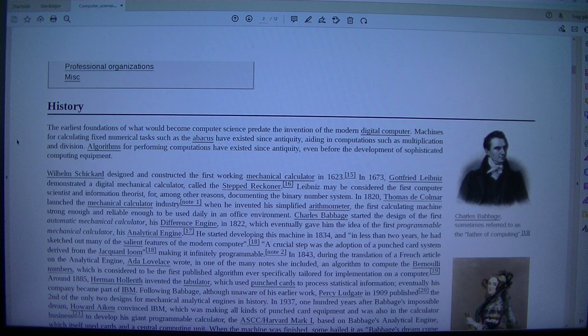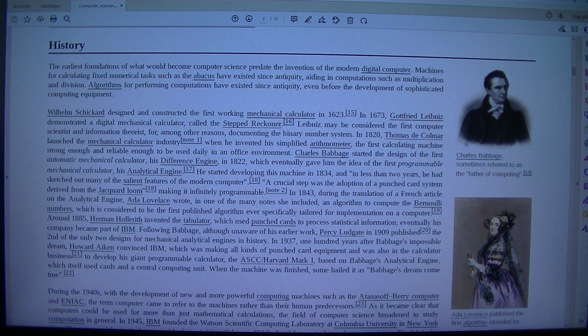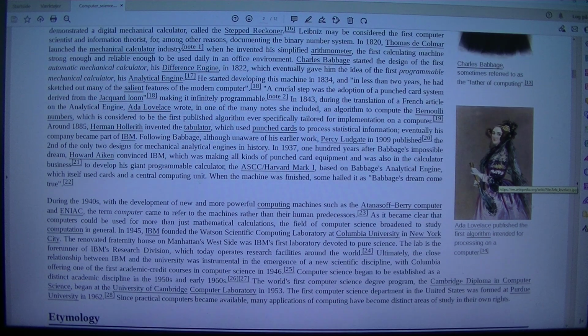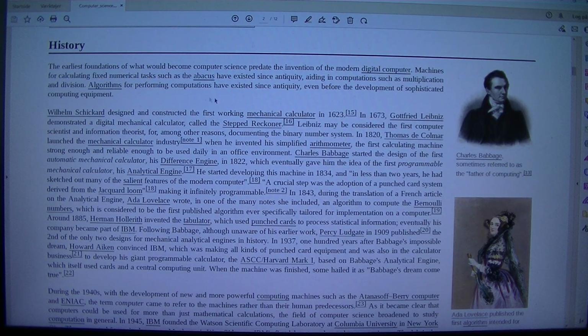Professional organizations. History. Charles Babbage, sometimes referred to as father of computing. Ada Lovelace published first algorithm intended for processing on a computer. The earliest foundations of what would become computer science predate the invention of the modern digital computer. Machines for calculating fixed numerical tasks such as the abacus have existed since antiquity, aiding in computations such as multiplication and division. Algorithms for performing computations have existed since antiquity, even before the development of sophisticated computing equipment.